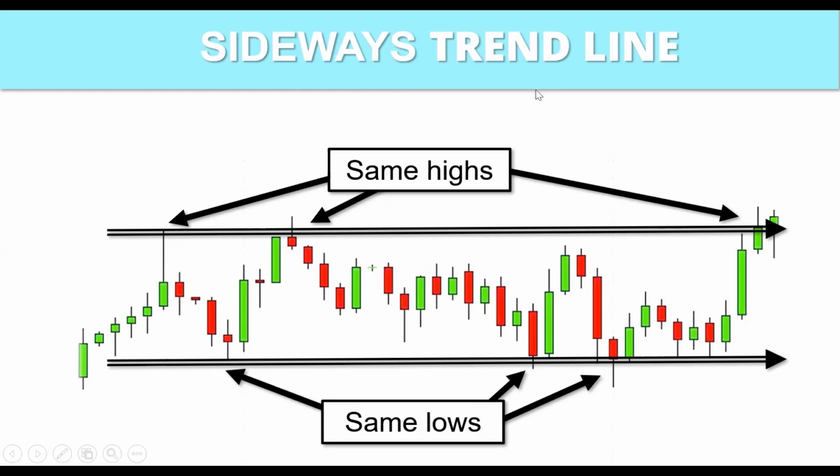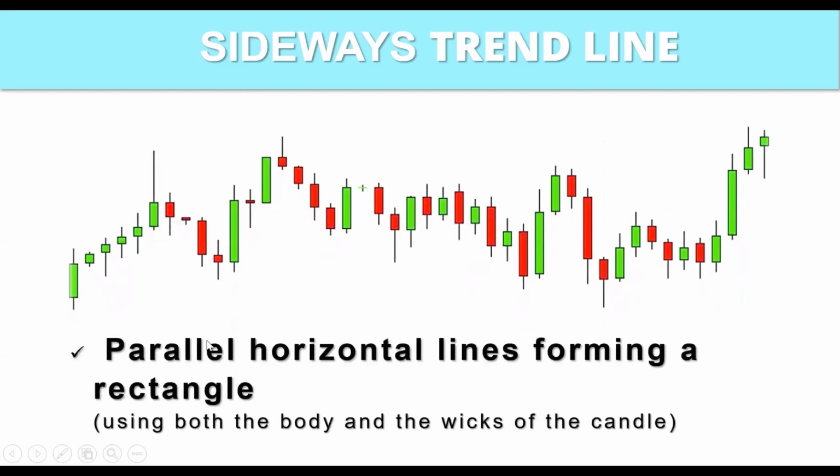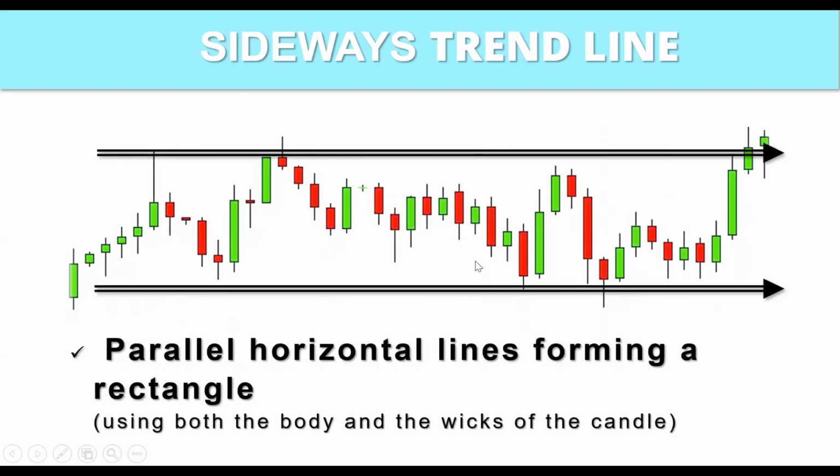When it comes to sideways trend lines, make sure that the trend line is horizontal rather than diagonal, because one price that the market keeps hitting is always stronger than a trend line that is diagonal and is hitting more levels than one. A sideways trend line also has a horizontal slope. There are parallel horizontal lines forming a rectangle using both the body and the wicks of the candle.